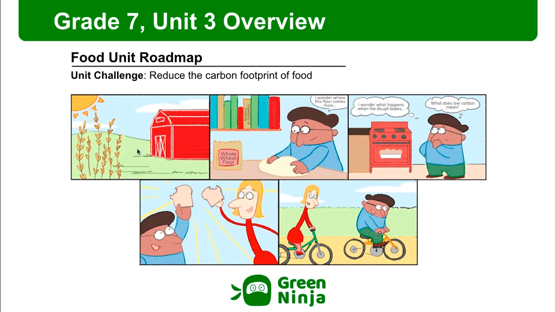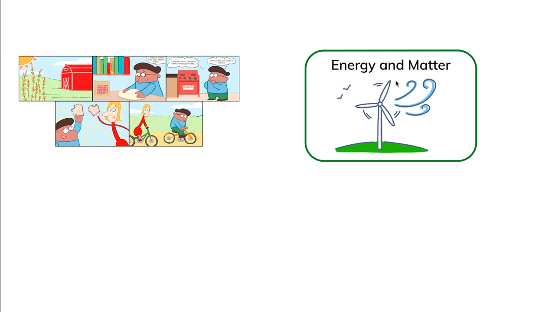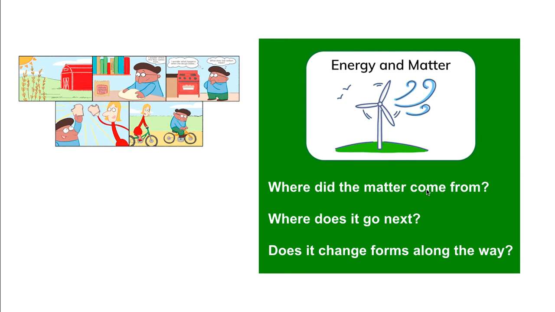We're tracking the matter in our food from place to place to place. That's the essence of the cross-cutting concept of energy and matter. And every time we see the cycling of matter pop up in Green Ninja, we ask three simple questions. Where did the matter come from? Where does it go next? And does it change forms along the way?